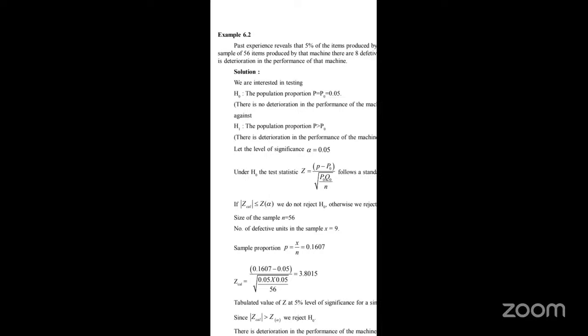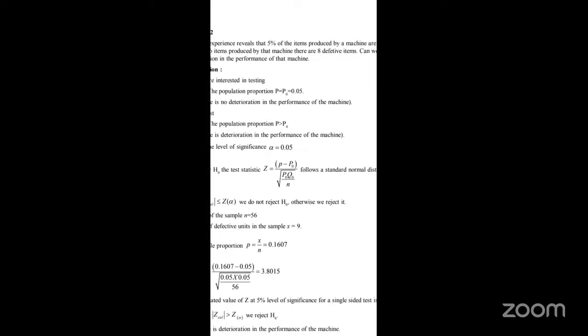Don't get confused. The company's experience is that 5% of the items produced by a machine are defective. In a sample of 56 items produced by that machine, 8 are defective. Can we say that there is deterioration in the performance of that machine? The population proportion is P equal to 0.05, against P greater than P naught, where alpha equals 0.05.